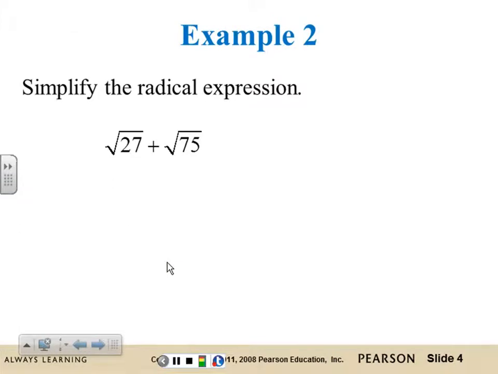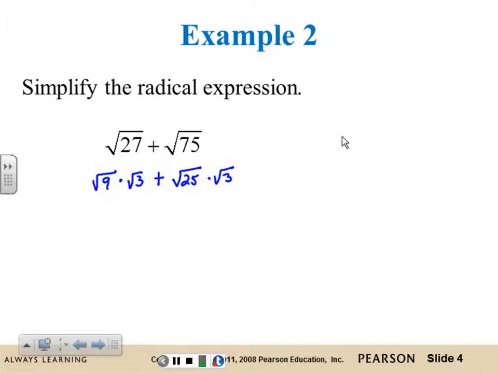Alright, so let's try this. Notice I have the same index, but I do not have the same radicand. So let's see if we have a perfect square that will go into this 27. So in other words, let's break this down into its perfect square factors. I know that the biggest perfect square that will go into 27 is 9 times 3. And so plus, same thing with 75. I know that that will be 25 times 3. The biggest perfect square that will go into 75 is going to be 25.